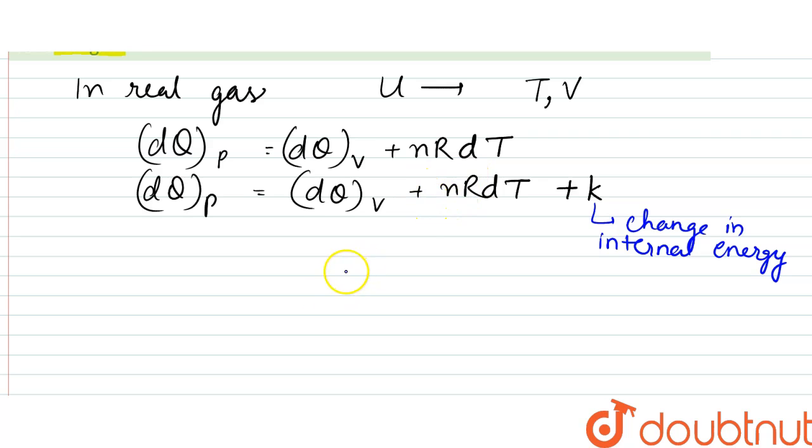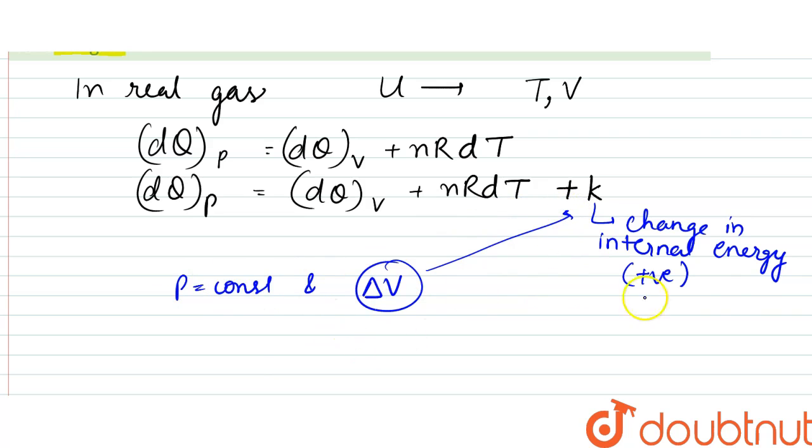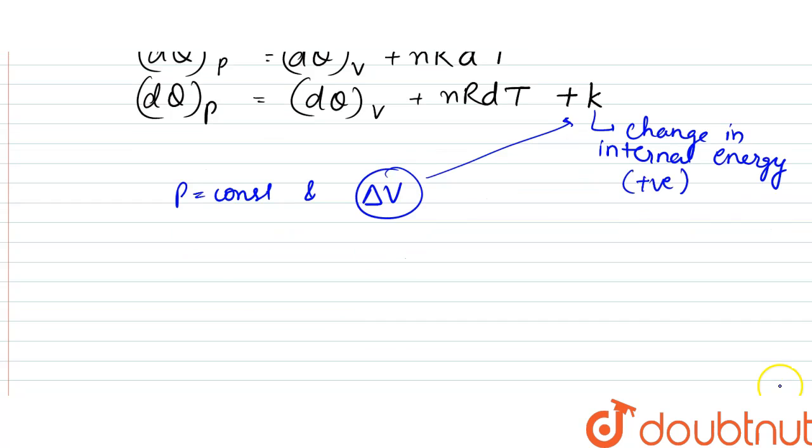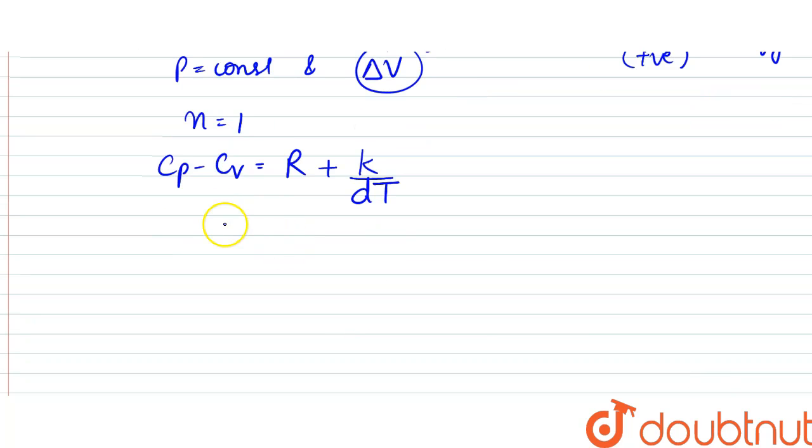Right? So here, due to change in volume, this is a positive change when pressure is kept constant. So pressure is kept constant and there is a change in volume that occurs in this case. So in case of a real gas, since n is equal to 1 mole, let's say, Cp minus Cv is equal to R plus K by dT, right? That would be the total amount.